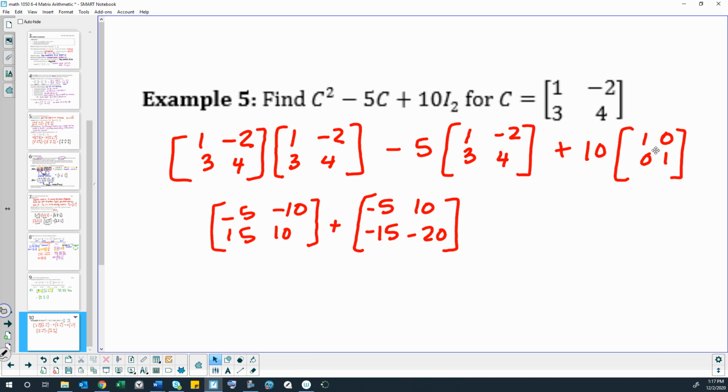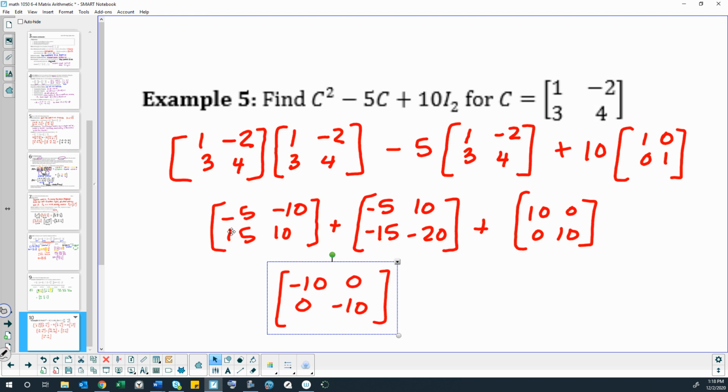Okay, and then our last one, we have 10 times the identity matrix, so that is just 10 where the 1's are and 0's are where the 0's are, because 10 times 1, 10 times 0, 10 times 0, 10 times 1. Okay, now we just add these together in whatever order we want to. You could do it all at once. I just have it written out step by step here.